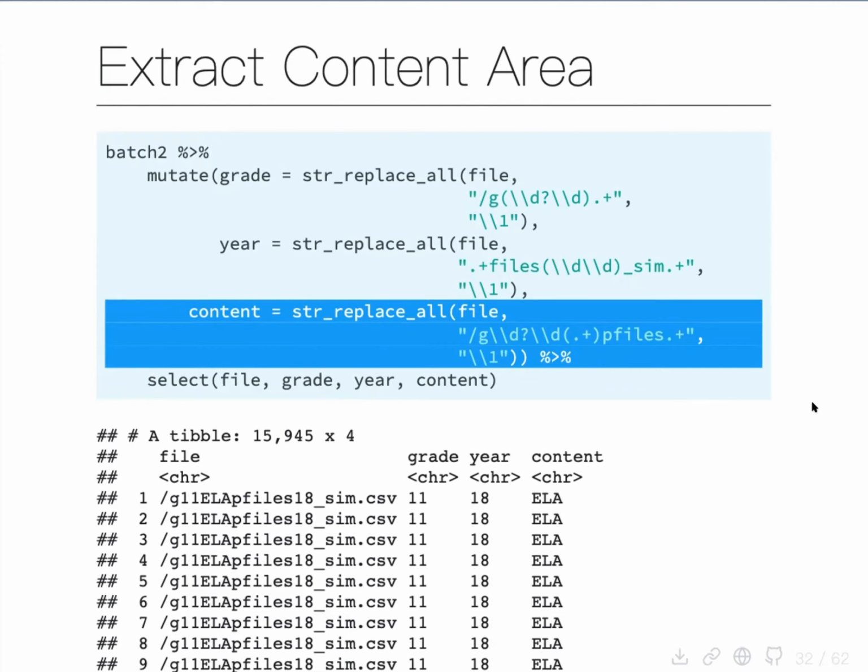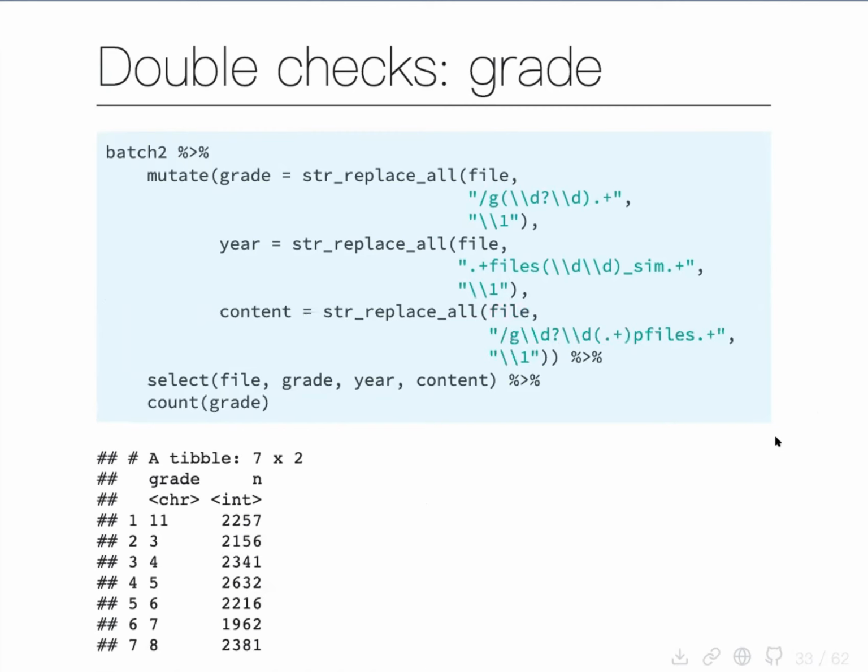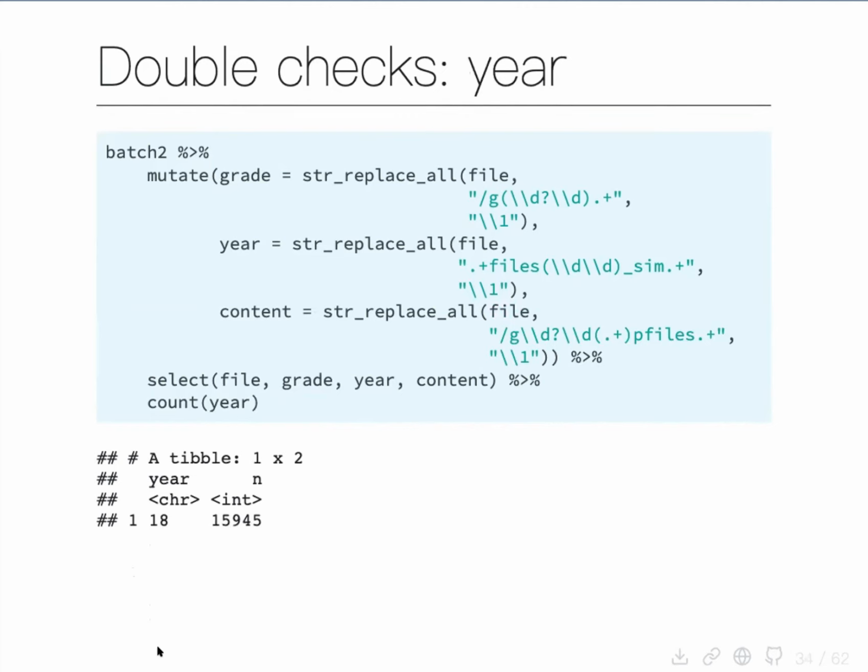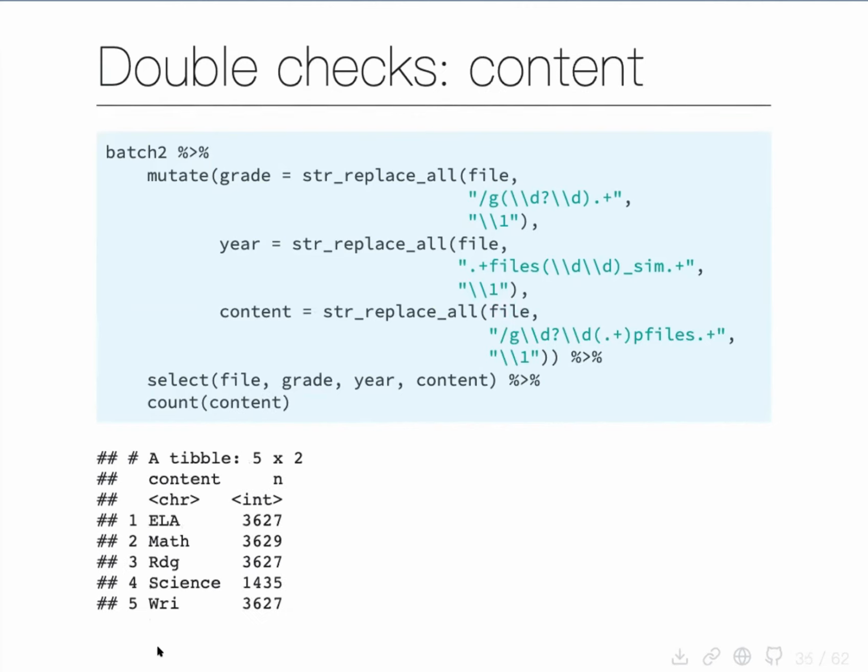It's okay. Very annoying. But now that we've done that, we think we got what we want, but it's good to do some double checks. So the way that I always do this is I just count on the thing, right? So I'm counting grade and I get 3, 4, 5, 6, 7, 8. Perfect. That's what I want, right? So there's not something like 3A or something like that, right? That's a really common problem you could run into. Year is just 18. Great. And then for content area, you can see we have ELA, math, reading, science, and writing. And the number of characters there varies a lot, but it doesn't matter because our code just parses that out.